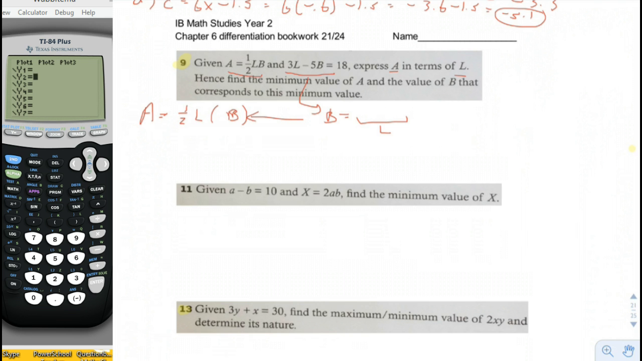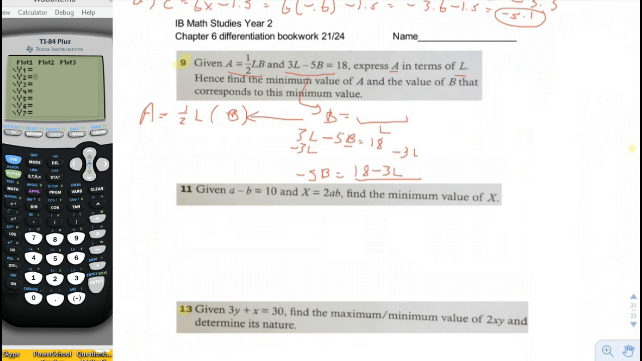Okay, so we start with the equation here, 3L minus 5B equals 18, and we're going to put it in the form B equals blah, blah, blah. So the first thing we're going to do is try to isolate the B here by moving the 3L to the other side. So we subtract 3L from both sides. And then we end up with negative 5B equals 18 minus 3L.